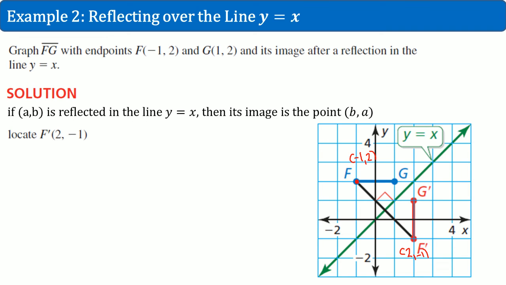Let's do it for g. Let's see if it makes sense here. G was originally, the x was 1, and the y was 2. So look at g prime now. Do you see how the new x was the original y? And the new y was the original x. Do you see how it flips?